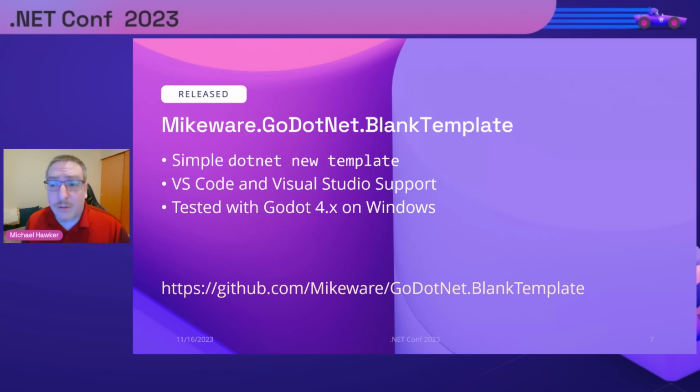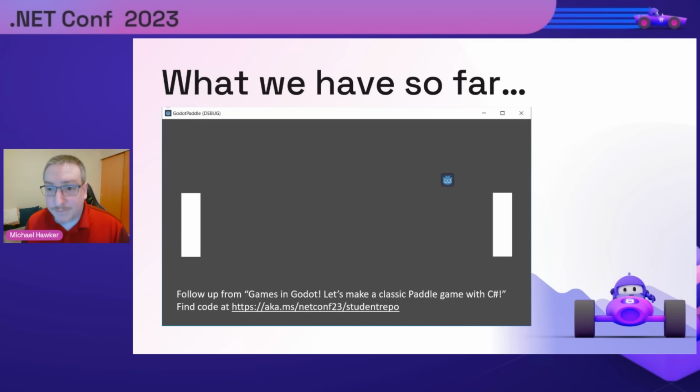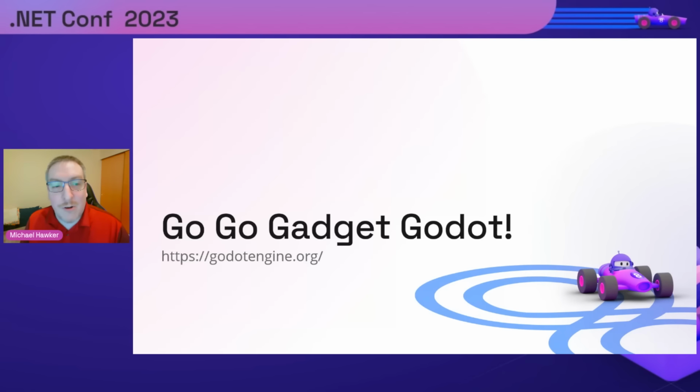And so we can install that through the .NET New system on NuGet, or you can find the repository at github.com/mikeware/godotnet.blanktemplate. And so here's what we have so far. We created a paddle game with a couple paddles and a ball. You can find the link to the slides and the link to the recording of the previous session, as well as the code we're going to use to get started here today at aka.ms/netconf23/student repo. And so let's go get Godot, get started with the engine.